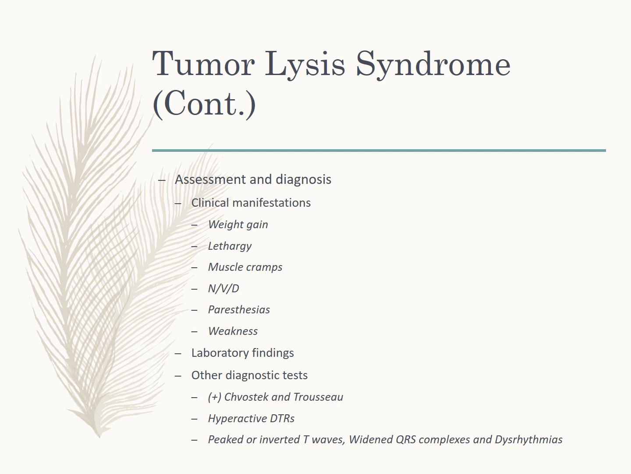You're going to see positive Chvostek and Trousseau signs because of the hypocalcemia. They're going to have hyperactive deep tendon reflexes if they have hyperkalemia and hypocalcemia. They can see EKG changes with really high potassium. We're going to have those peaked T waves. We'll have widened QRS complexes, and we may see different dysrhythmias depending on their level of electrolytes.